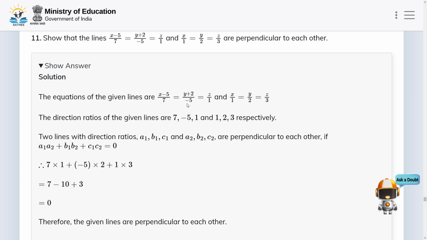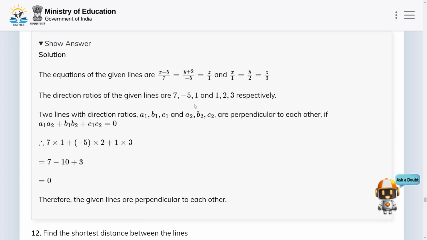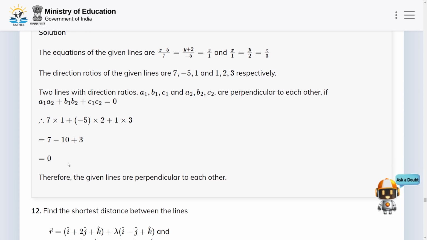Direction ratios will be 7, minus 5, 1 and 1, 2, 3 respectively. Now multiply 7 with 1, plus minus 5 with 2, plus 1 with 3, and if the sum is equal to 0, then they are perpendicular to each other. Let's see: 7 minus 10 plus 3, this means 10 minus 10 will be 0. Okay, so you have your sum as equal to 0. This means both of the lines given in the Cartesian form are perpendicular to each other.